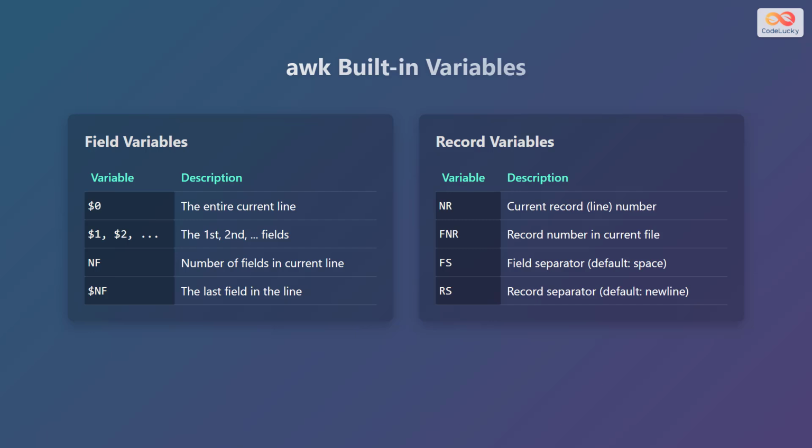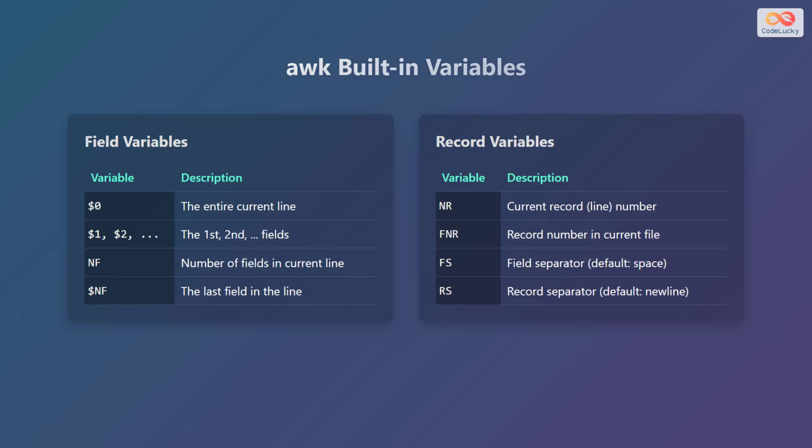Awk has several built-in variables that make text processing easier. The first group of variables is field variables. $0 represents the entire current line. $1, $2, and so on represent the first, second, and subsequent fields. NF represents the number of fields in the current line, and $NF represents the last field in the line.